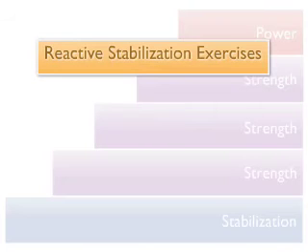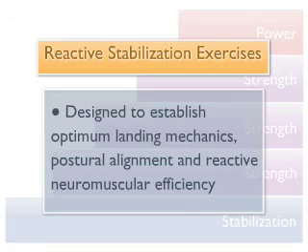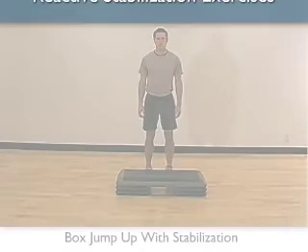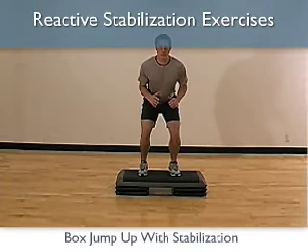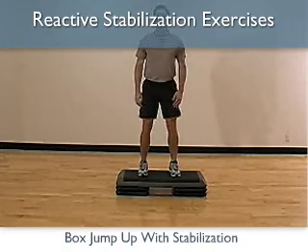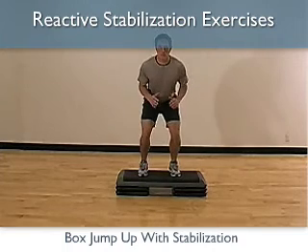This ensures proper force distribution. In reactive stabilization training, exercises are designed to establish optimum landing mechanics, postural alignment, and reactive neuromuscular efficiency. When an individual lands during these exercises, he or she should hold the landing position or stabilize for 3 to 5 seconds before repeating. The first example exercise in the reactive stabilization series is the box jump up with stabilization.